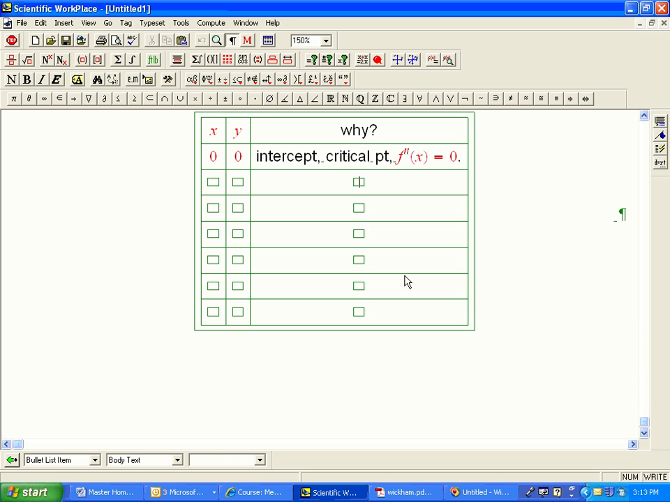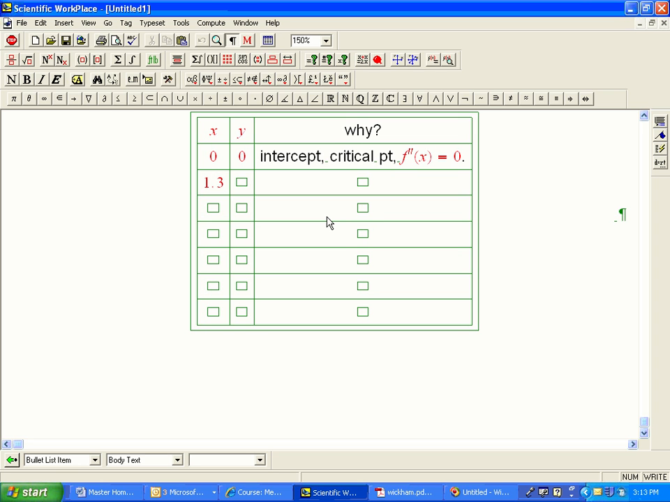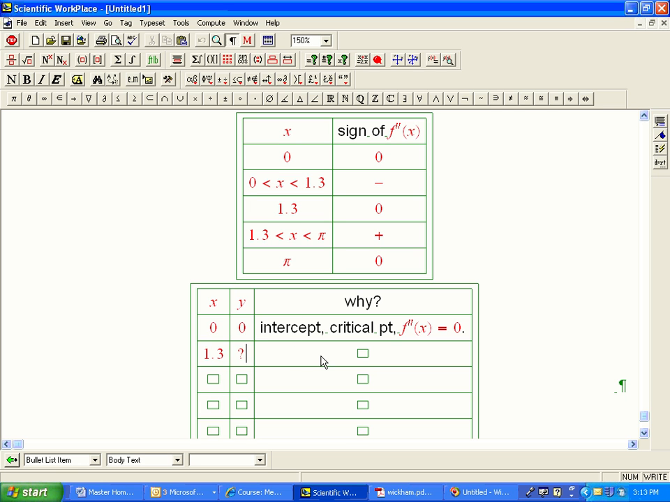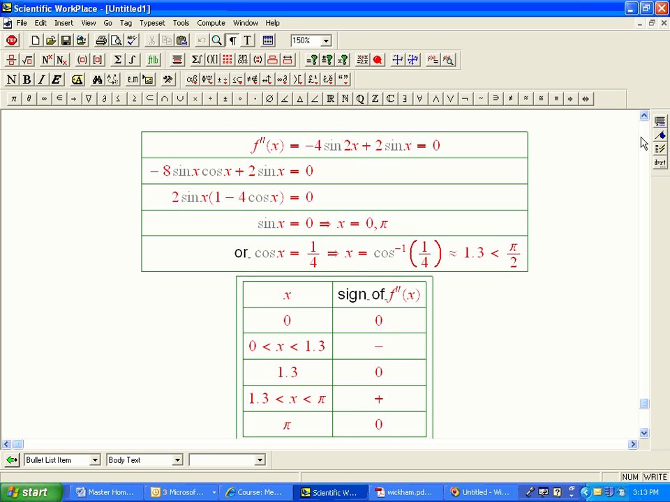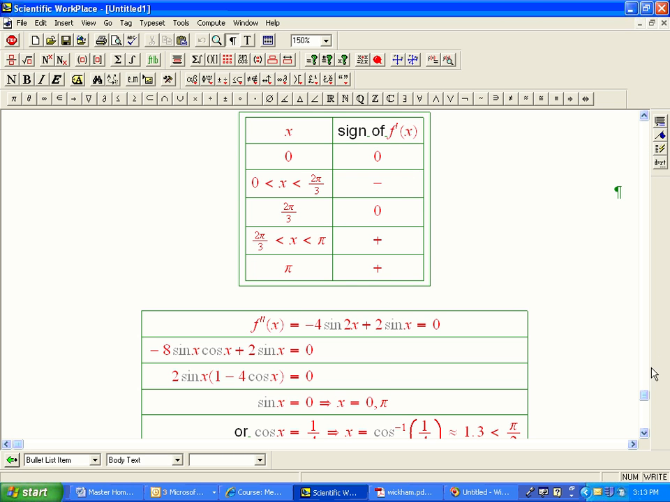And then what are the other points to plot? We had that 1.3 guy. Y is equal to, well, that's going to be a little complicated to plot. We might just approximate that or put it in on the calculator. That's because it's an inflection point, and at that point it's still decreasing. If you look at the f prime table, all the way in this region it's decreasing.